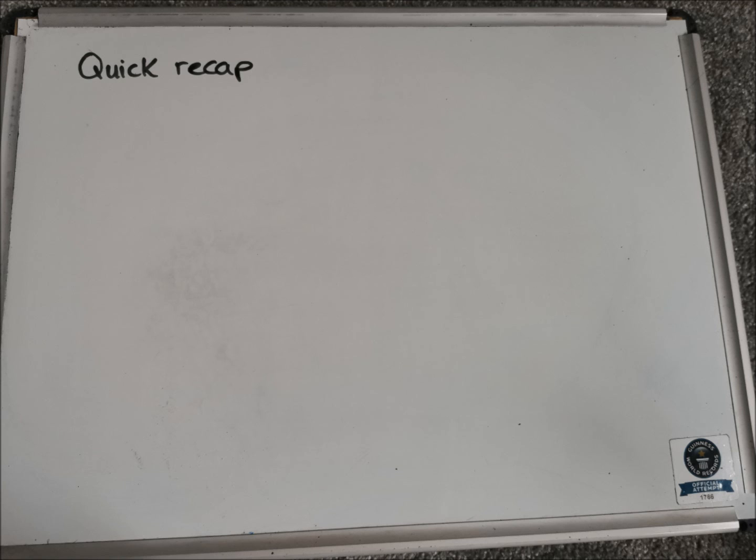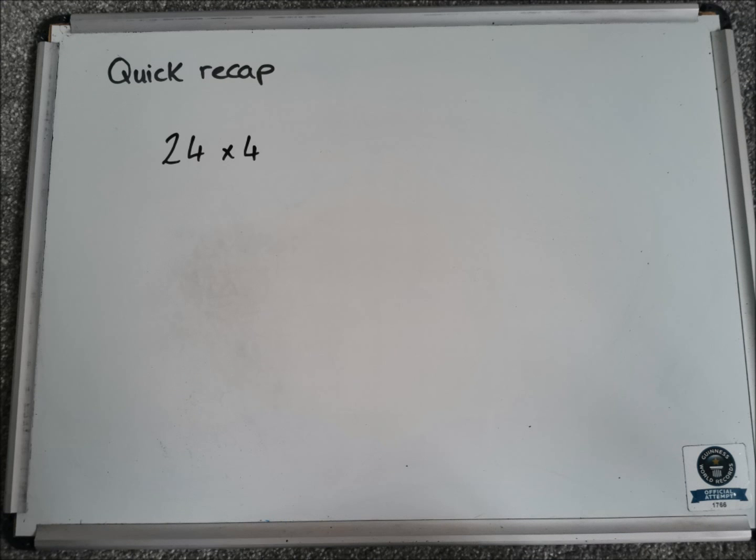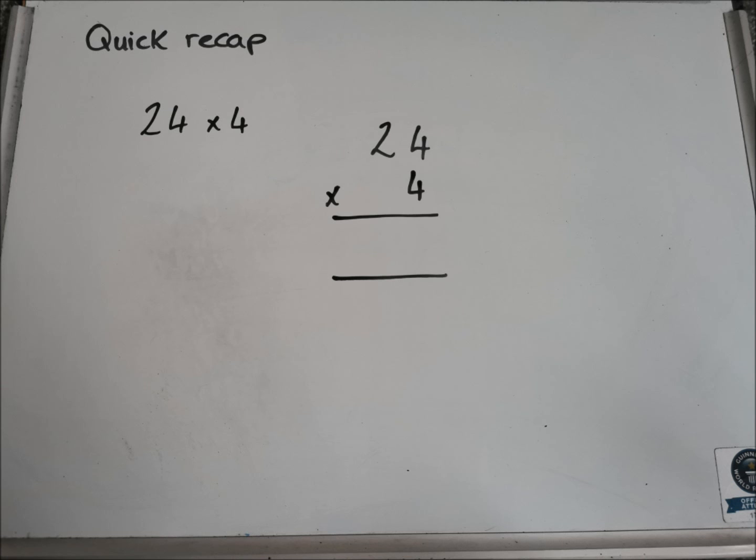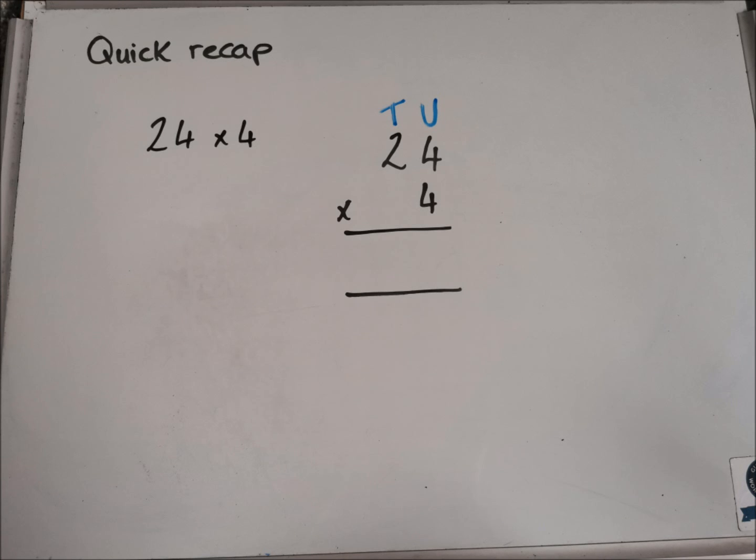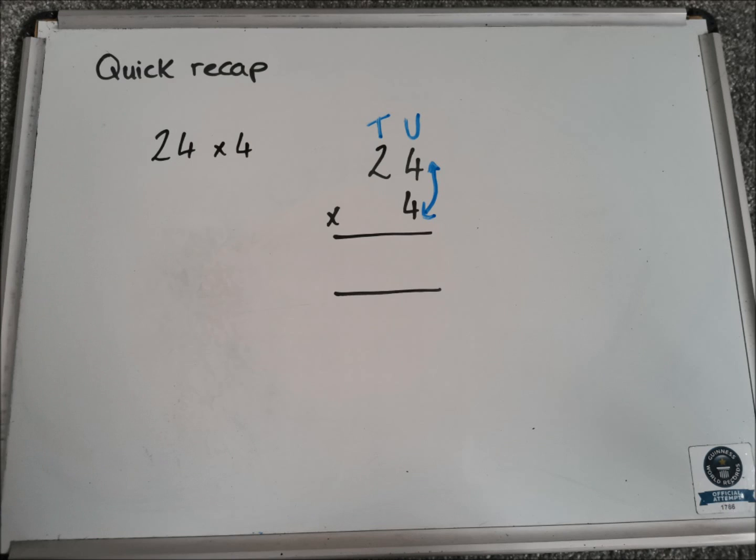Imagine we had a two-digit number multiplied by a one-digit number, for example 24 multiplied by 4. There are lots of different strategies to solve this sum. Just for this lesson we are going to have a look at chimney sums, tower sums, vertical sums. So we would lay it out like this: 24 on top, 4 underneath, tens and units columns, making sure everything is nicely lined up underneath each other. That will help you when you come to solving the sum.